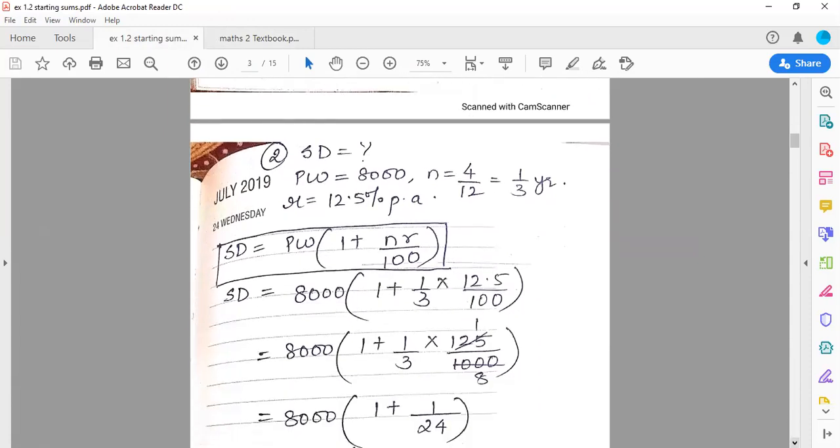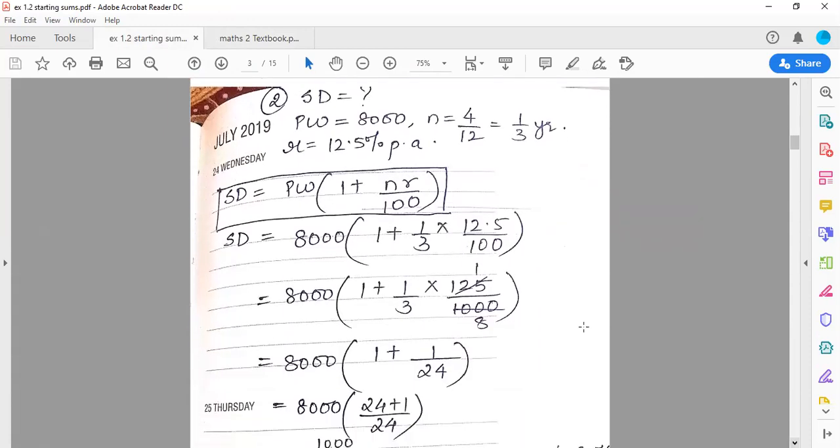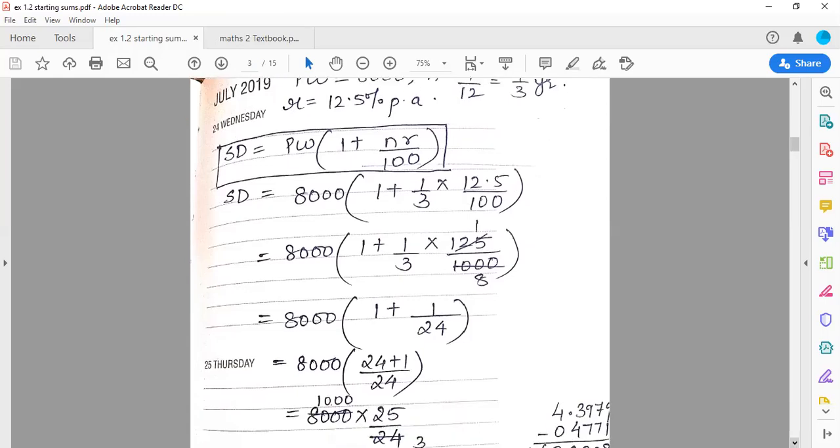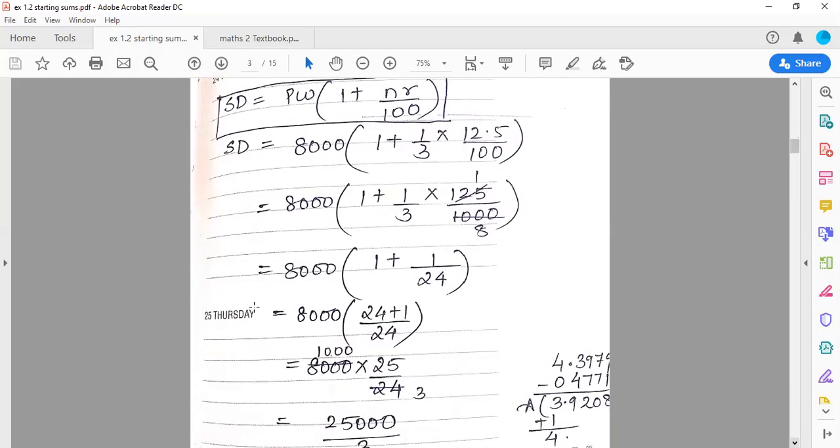So as you all can see, this is sum number 2. SD question mark, PW 8,000, N 4 months. So first we have to convert this into years. So 4 upon 12, which is equal to 1 upon 3 years. Rate is equal to 12.5% per annum. So SD is equal to the same formula, PW into 1 plus NR upon 100. So by following the same logic over here, now in this case, you are finding SD.